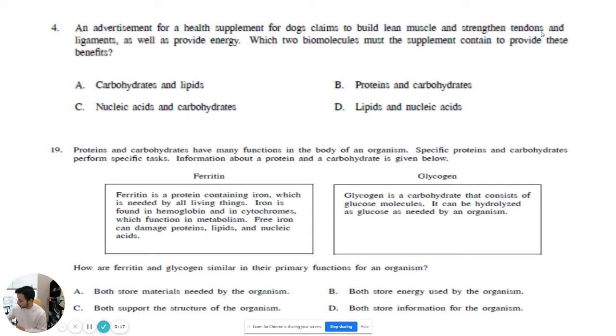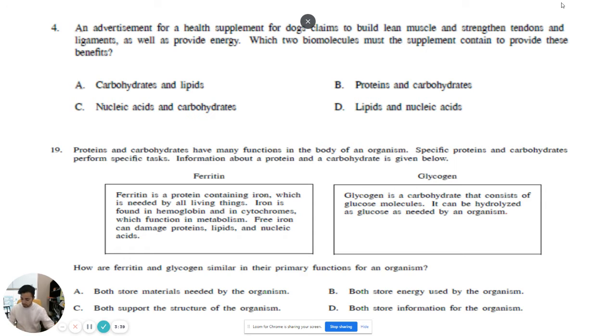Let's turn to page 115 for number 4 and try to find number 19. These are the 2 questions. Number 4 says an advertisement for a health supplement for dogs claims to build lean muscle and strengthen tendons and ligaments, as well as provide energy. So which 2 molecules must the supplement contain in order to provide these benefits?